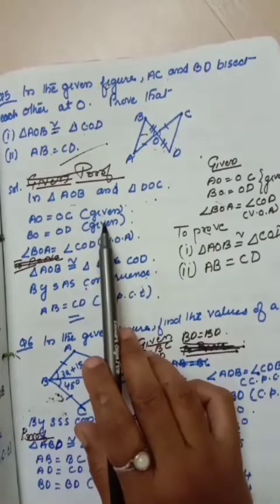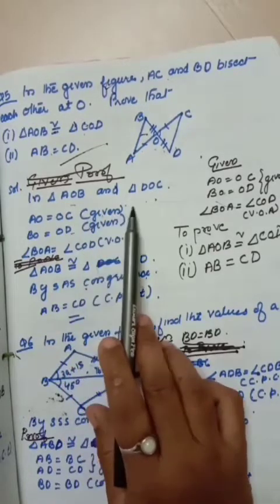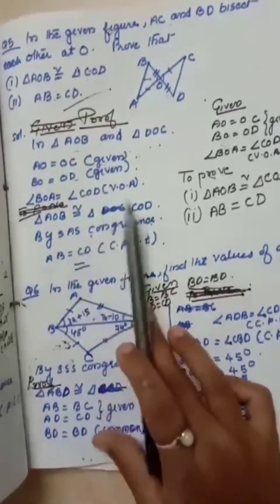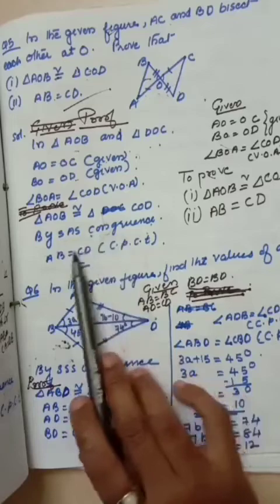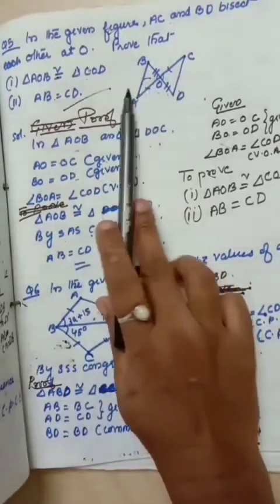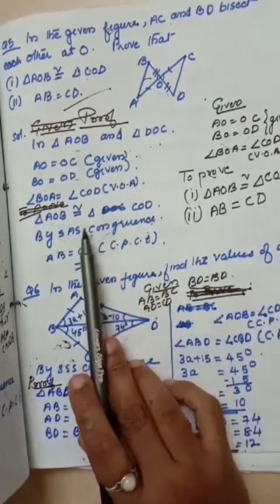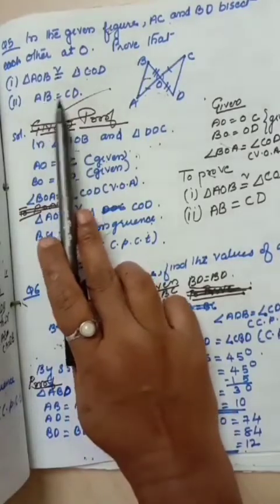Okay, the reason I have written. Each statement you have to write the reason in bracket. That is very important: vertically opposite angle. So, by SAS congruence, these two triangles are congruent, then their corresponding parts also equal. So, you have to prove AB equal to CD.